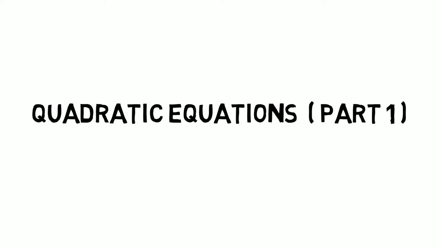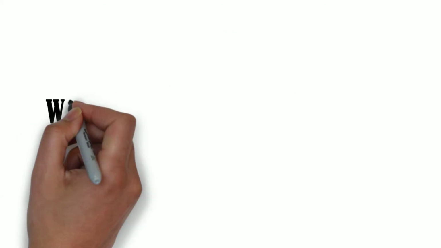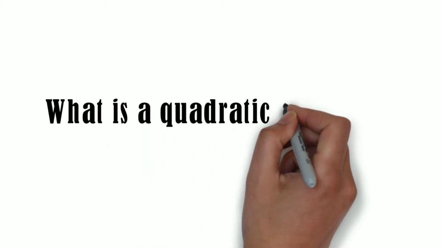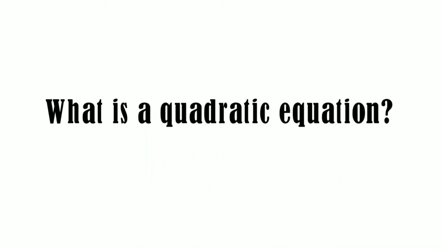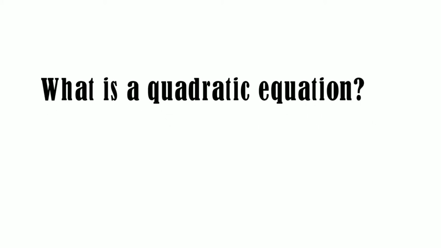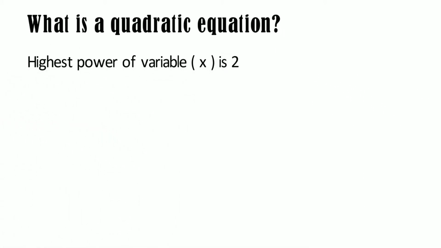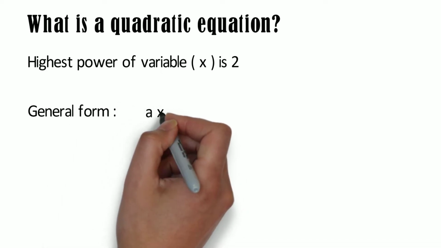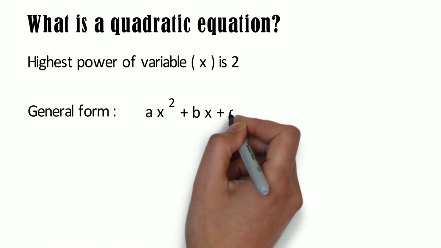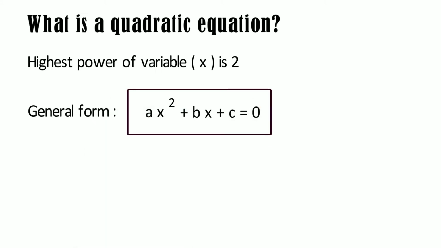Now without further ado, let's jump right into this topic. So first of all, what is a quadratic equation? Well, a quadratic equation is an equation where the variable's highest power is equal to 2. In general form, the quadratic equation can be written as ax squared plus bx plus c is equal to 0.